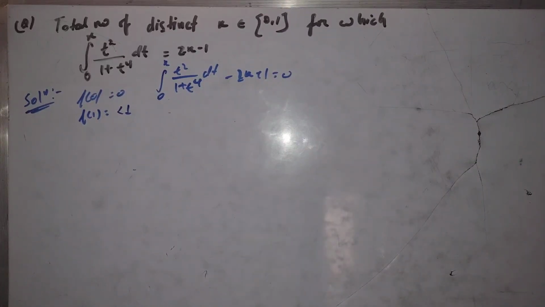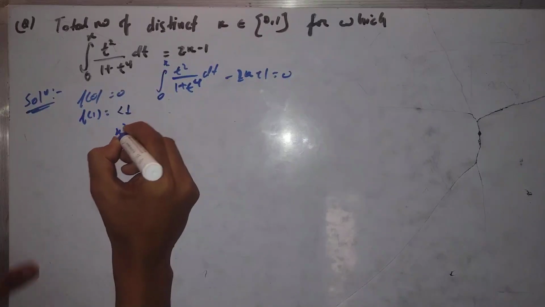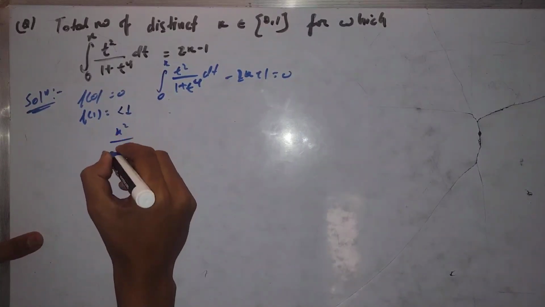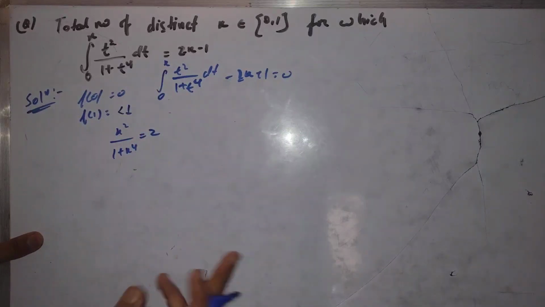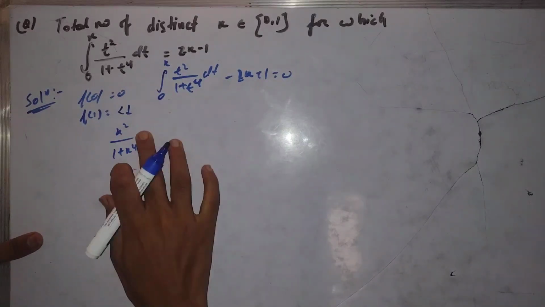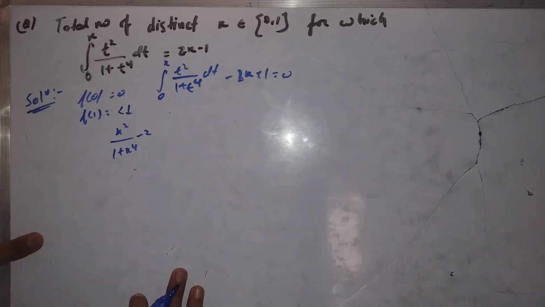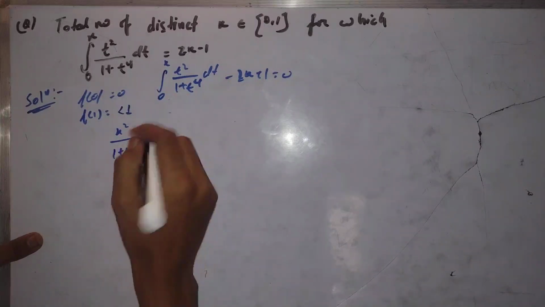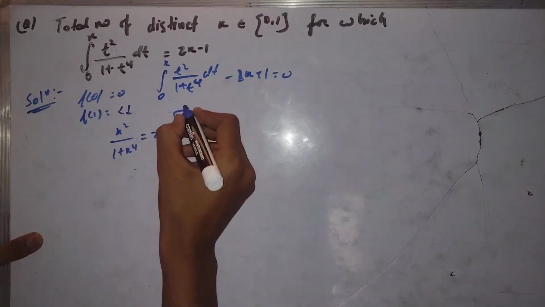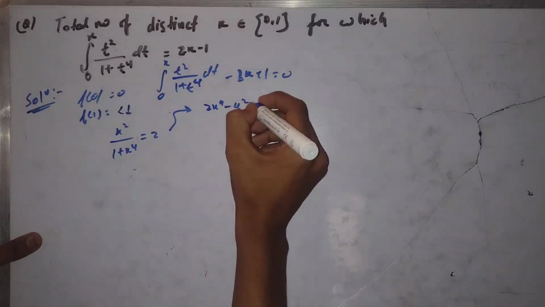But then what I did was I got a differentiation of this function. So using Leibniz I differentiated it, and I got x square upon 1 plus x to the power 4 equals to 2, or let's say minus 2. So this was, or let's say equals to 2. So here we can write it as 2x to the power 4 minus x square plus of 2.